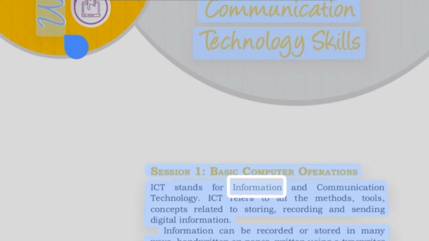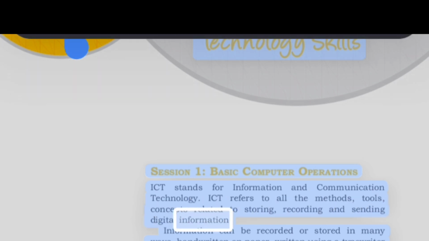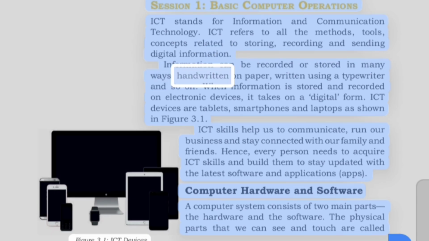ICT stands for Information and Communication Technology. ICT refers to all the methods, tools, and concepts related to storing, recording, and sending digital information. Information can be recorded or stored in many ways: handwritten on paper, written using a typewriter, and so on. When information is stored and recorded on electronic devices, it takes on a digital form. ICT devices are tablets, smartphones, and laptops, as shown in Figure 3.1.